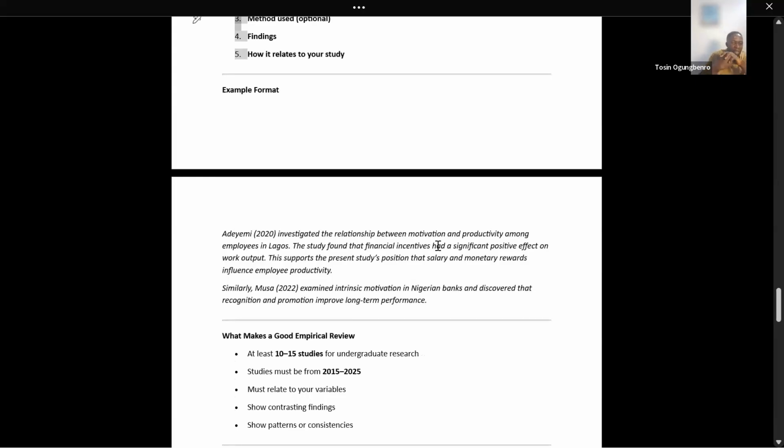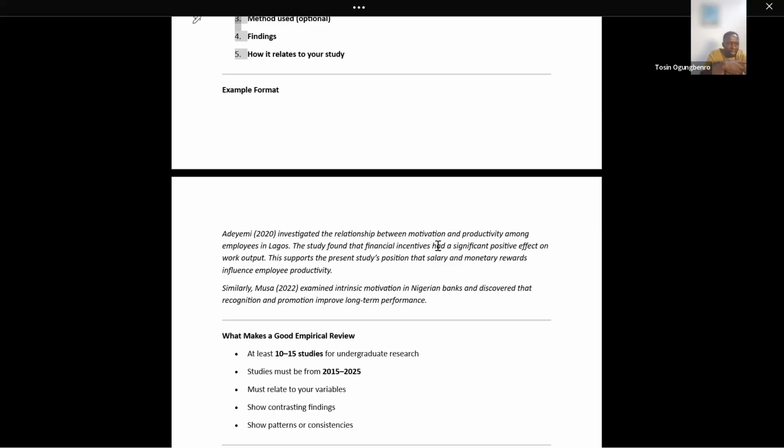Okay, this is an example. Adeyemi 2020 investigated the relationship between motivation and productivity among employees in Lagos. The study found that, okay, among employees in Lagos is too vague. How many employees? This one is just coined as an example. It can be like, investigated the relation between employee motivation and productivity among 620 employees in Lagos. And like I said, Lagos is so broad. Where in Lagos? I'm sure it will be in the study. So this one is just an example.